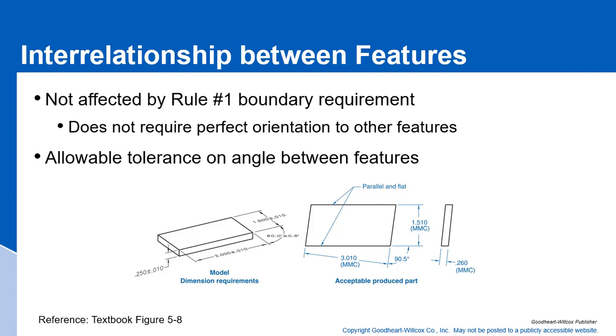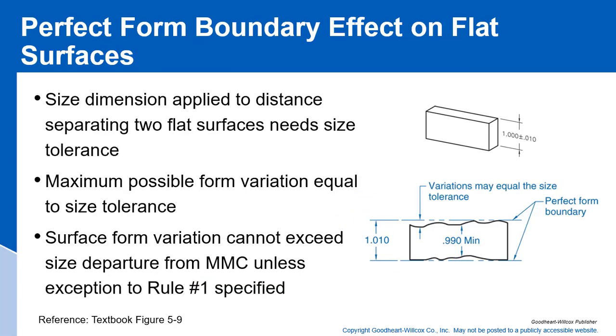Perfect form boundary effect on flat surfaces. Okay, so here we have a 1 inch plus or minus 10 thousandths dimension. We know that, per Rule 1, the feature must be a perfect form when it's at its MMC. What does that look like? Here we have our perfect form boundaries for the maximum material condition. And then if we have some actual variations here between the part dimensions and this perfect form boundary, it is going to fit as long as this part is within tolerance.